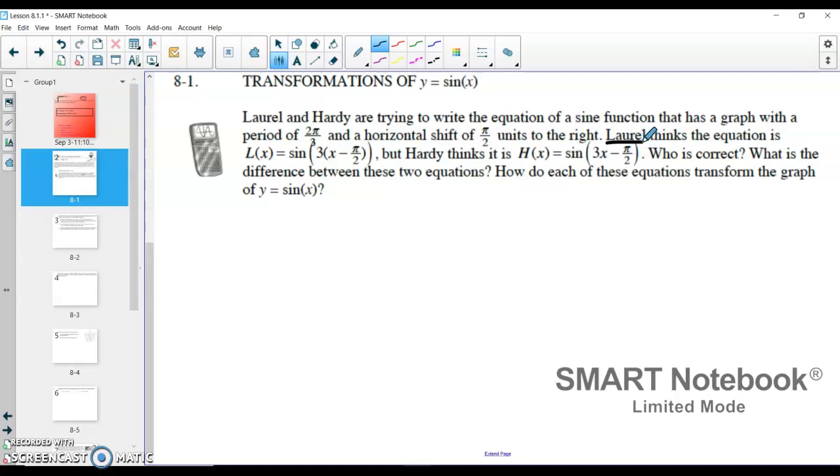It says, what's the difference between the two equations? Well, the difference is that in Hardy's, we're actually only shifting over π/6 units. That's because if we factor out the 3 and write it like Laurel's is written, you'll see that it does not have that shift. We'll see this in the next problem as well. That's the big difference, how much would actually be getting shifted over. They both do have a period of 2π/3 because the b value here is 3. But we'll investigate this more in the next problem. We're just going to say that Laurel's is correct.